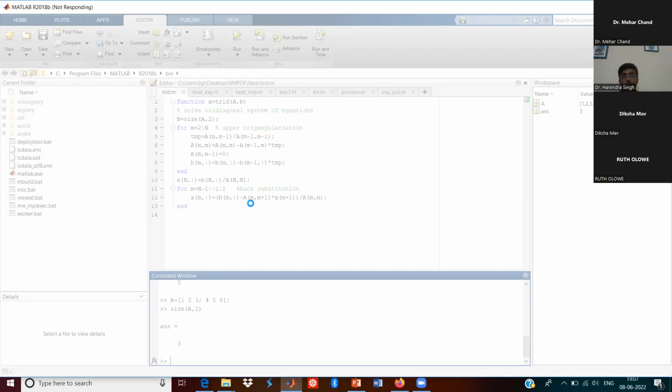Now we do the upper triangulation, that is m equal to 2 to n. TMP I have taken as a temporary value, A of m minus 1, m minus 1. That is this entry, that is, we are dividing the first row by the first entry. I have already explained the tridiagonal system. That is am minus 1, am minus 1. And now you remember that the second row remains as it is, minus the first row times what you have divided by. That is what I have performed here.